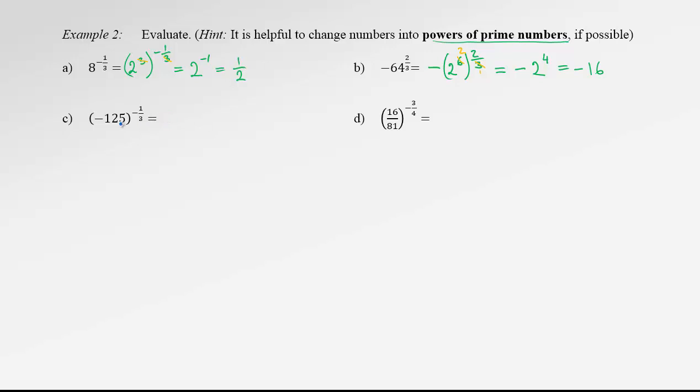Let's check it. We have negative 125. That's the same as negative 5 to the 3. Notice that negative 5 to the 3 can also be written as negative 5 in a bracket to the 3 because negative to the odd power becomes negative.